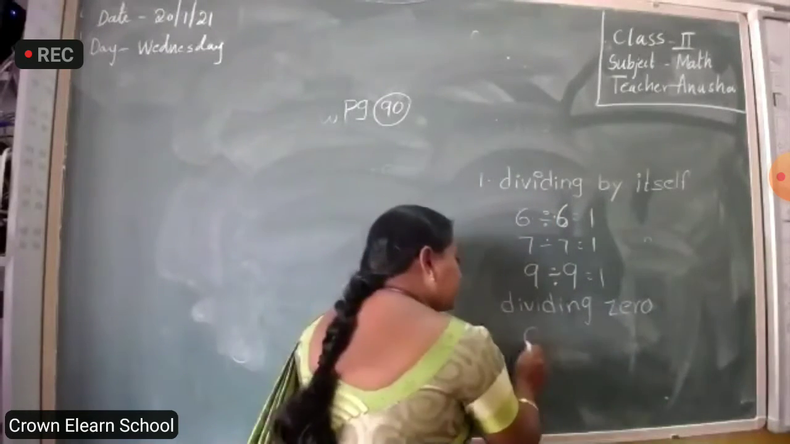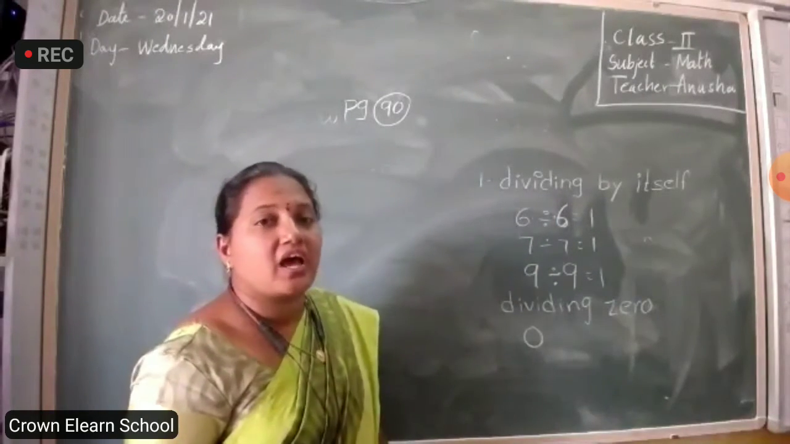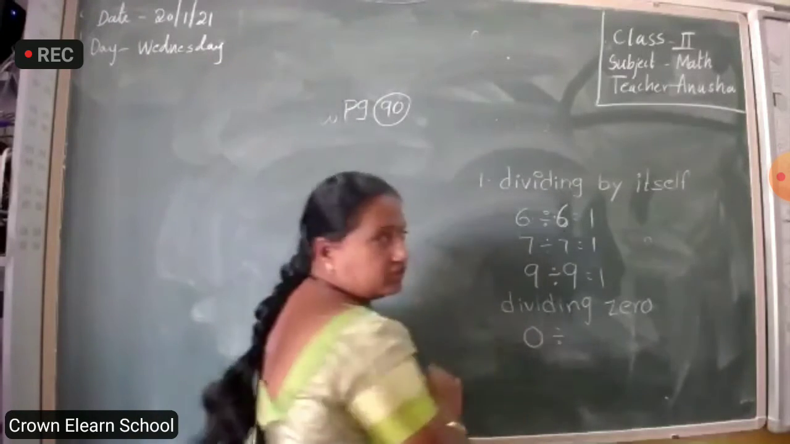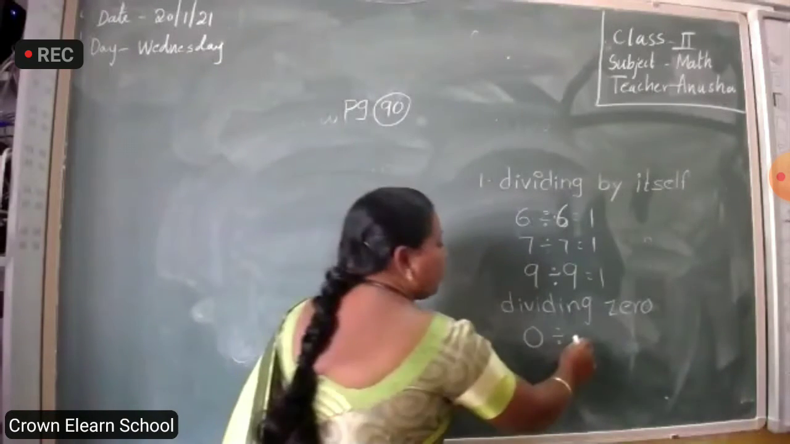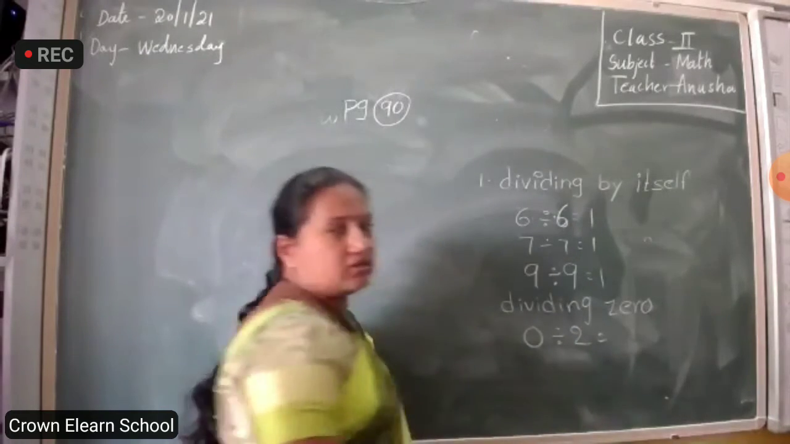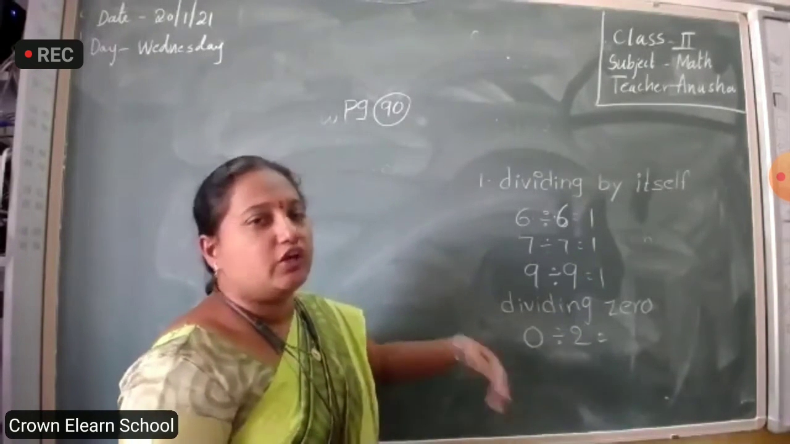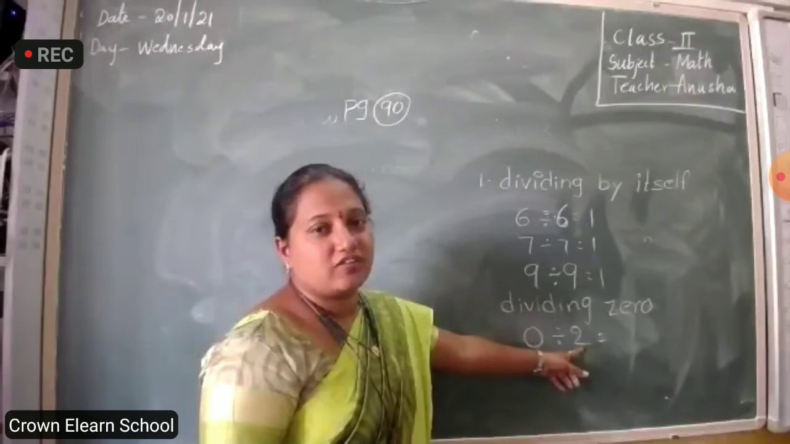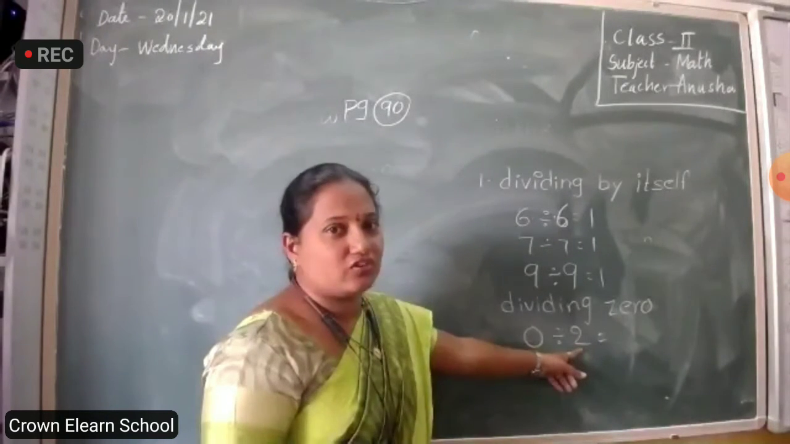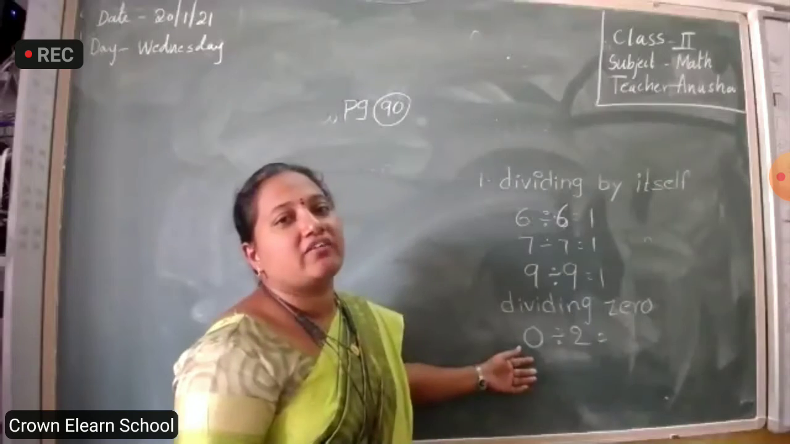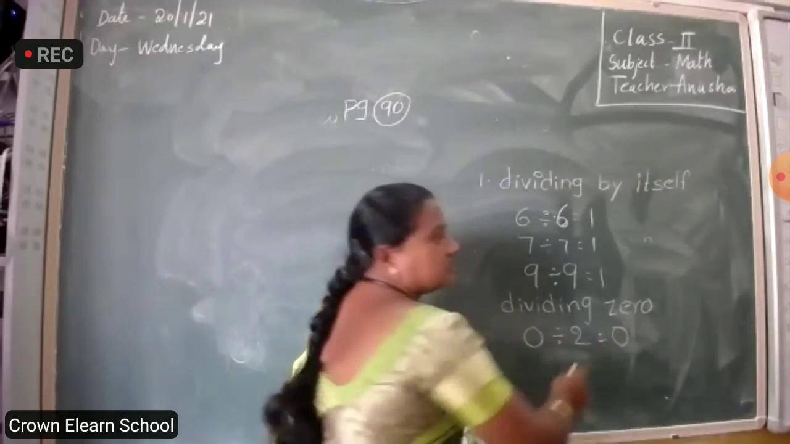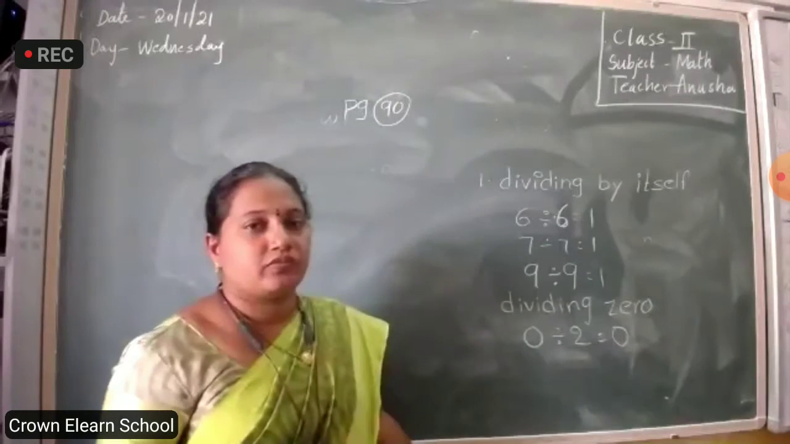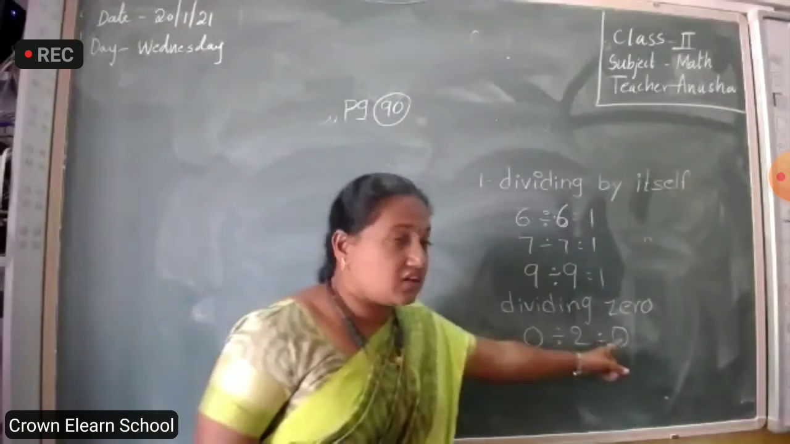Means your mother has 0 chocolates. When your mother doesn't have anything, what is your share? You and your brother are there at home. How many will you get? Will you get anything? No, she can't give because she doesn't have anything. Tell me the answer, Nana. 0. When you divide 0, the answer is also 0.